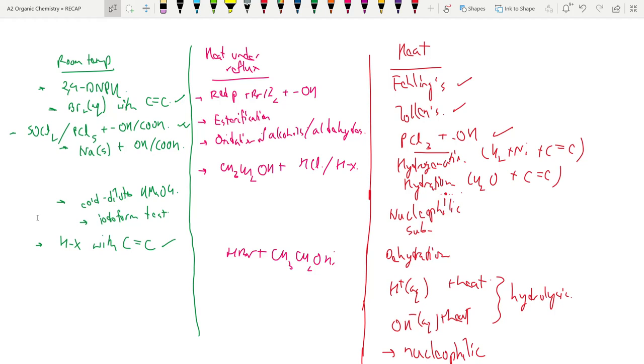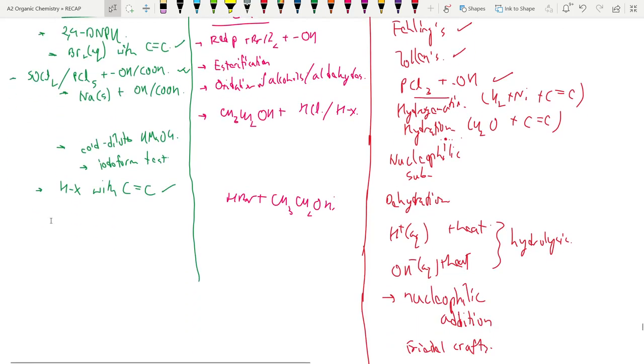We need to know that for diazonium salt production we need a temperature less than 10 degrees, and for reduction of nitrobenzene we need heat, hot tin plus concentrated HCl. But you can learn these if you want. This is mainly for AS chemistry.